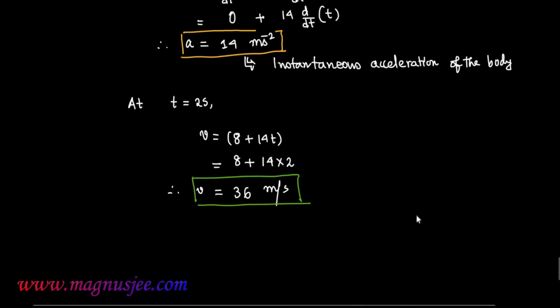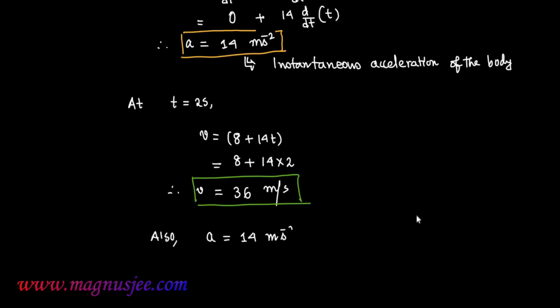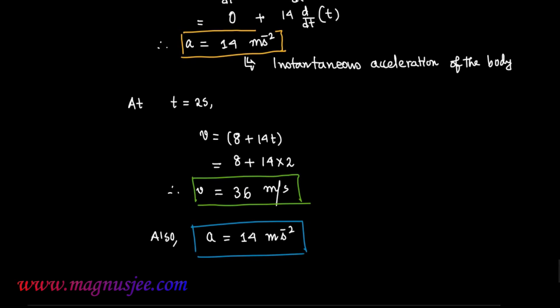And what about the acceleration? Also, acceleration remains constant. Acceleration is 14 meter per second square. That is the acceleration. So these are the answers. One of the answers is this, and this is another. And if you have time, then here we can repeat what this is.